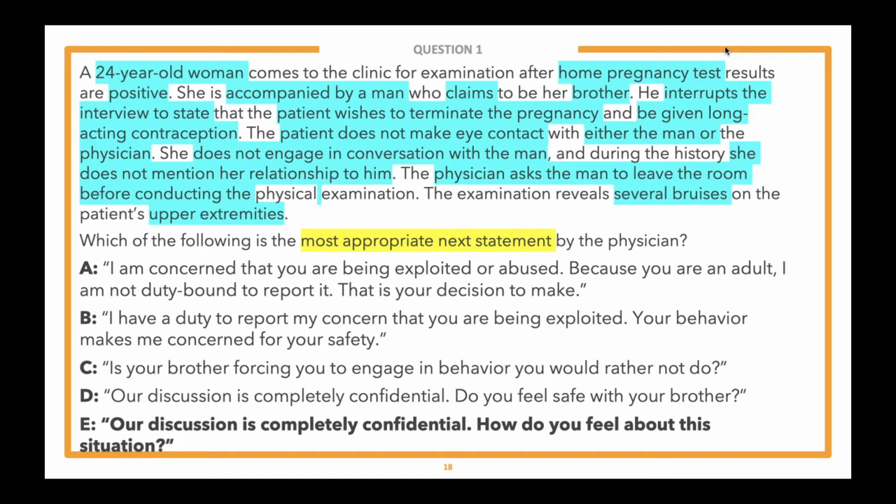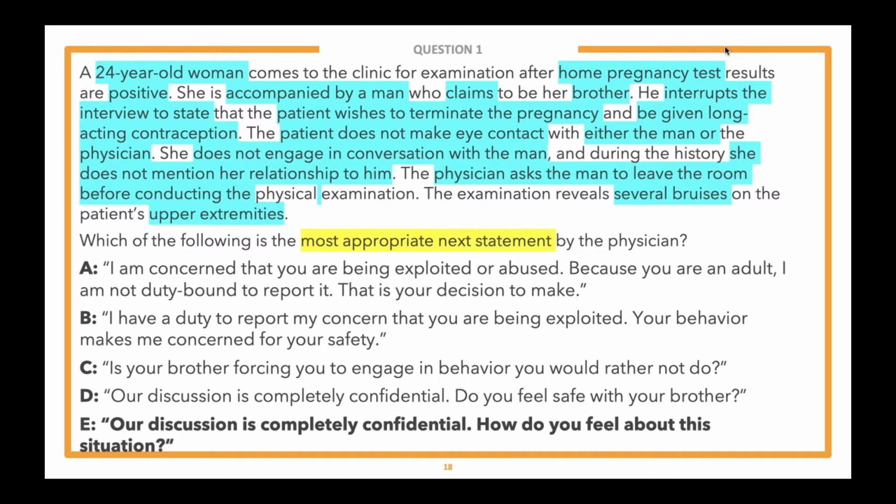Answer choice A, this response is a little bit cold. It doesn't convey that concern or that empathy or compassion that you would want to convey to a patient. That is your decision to make. A little bit cold sounding, not what you would want to say to a patient in real life.